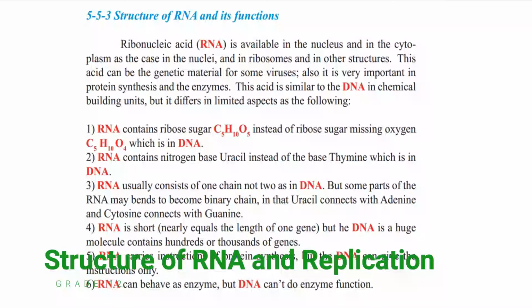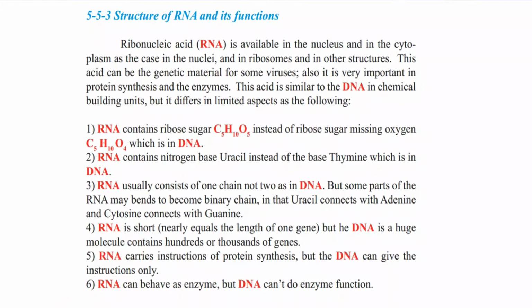Hello friends, you remember in the first lesson I talked about the nucleic acids and the nucleic acid DNA, but you remember we said there are two types of nucleic acid. The first one is DNA, but the second one is RNA. RNA, ribonucleic acid, is available in the nucleus, in the cytoplasm as in the nuclei, and in ribosomes and other structures.